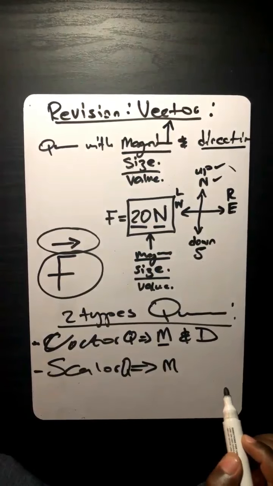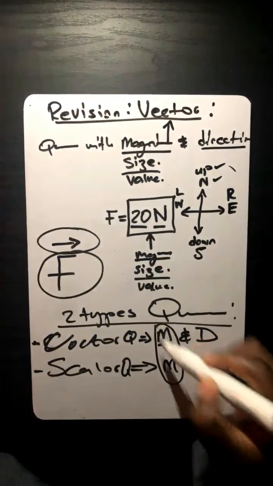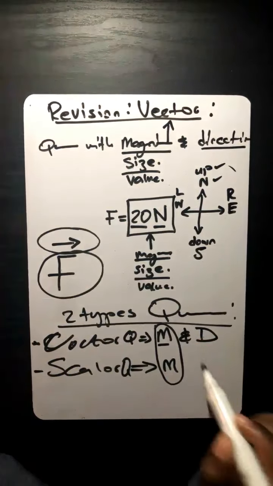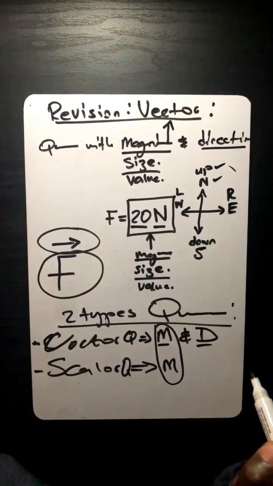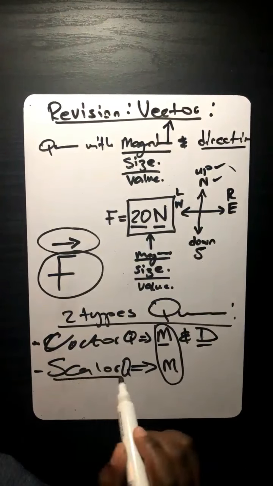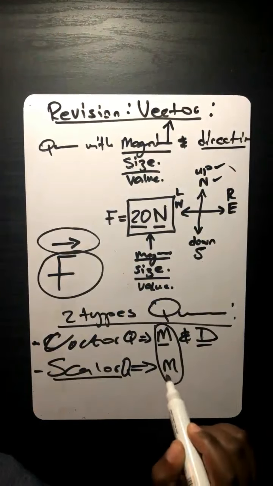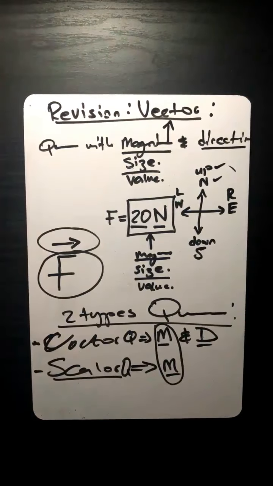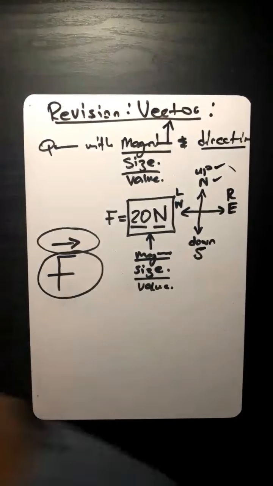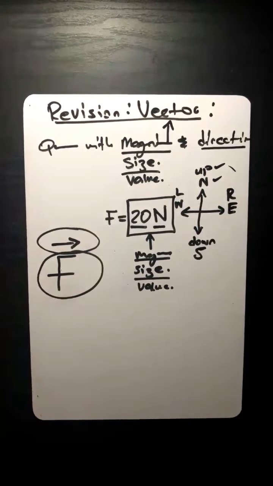So ladies and gentlemen, it means both of these quantities must have magnitudes, and a vector will have a direction in addition to the magnitude or the size or the value, but scalar quantities will only have a magnitude. Ladies and gentlemen, anyone to give another type of vector quantity?